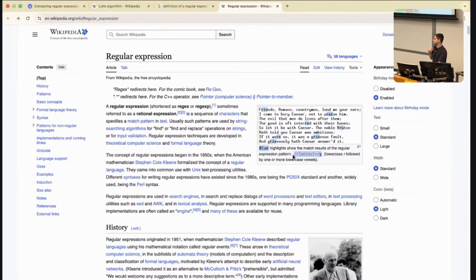Otherwise, for example, Rome. Well, why isn't Rome matched here? Yeah, it's only lowercase r. If it was a capital R, you'd put square brackets with r and capital R. I guess you don't need the forward slash, you just tend to wrap regexes in slashes. So that's all it is.